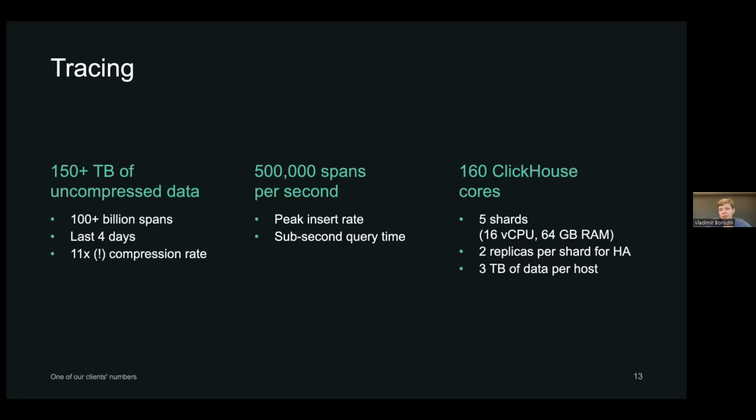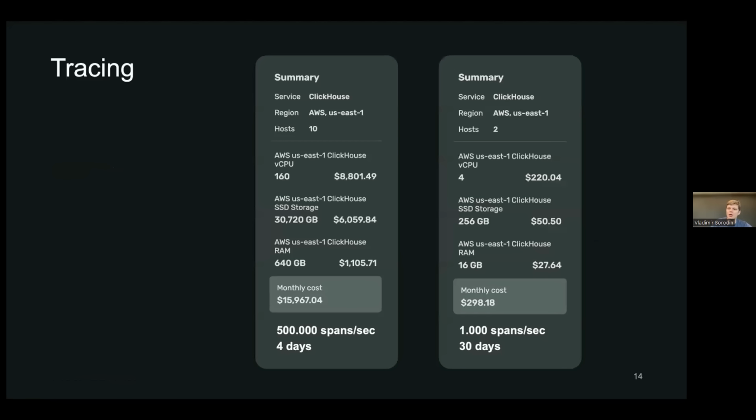And when you query the data, as I showed you on the screenshot above, it takes less than a second to get the results. And for all that, you need only 160 ClickHouse cores. They have a cluster of 5 shards, each with 2 replicas for high availability. That is approximately 3 terabytes of data per host. If you bought that ClickHouse cluster in DoubleCloud, it would cost approximately $16,000 a month, which is quite a lot.